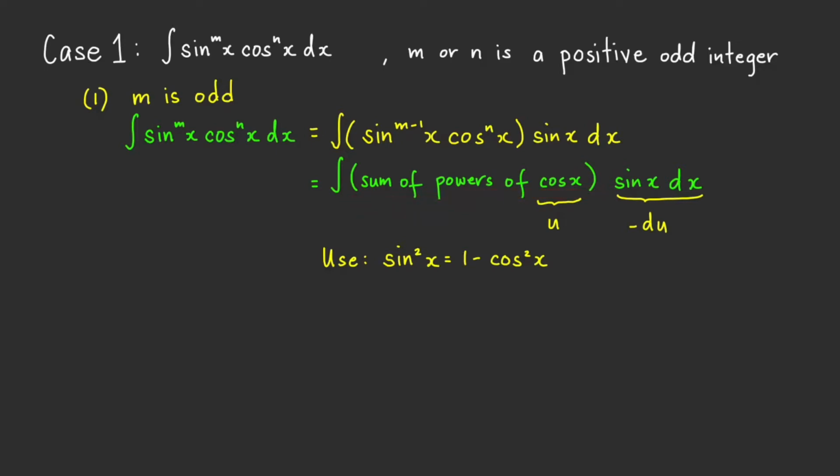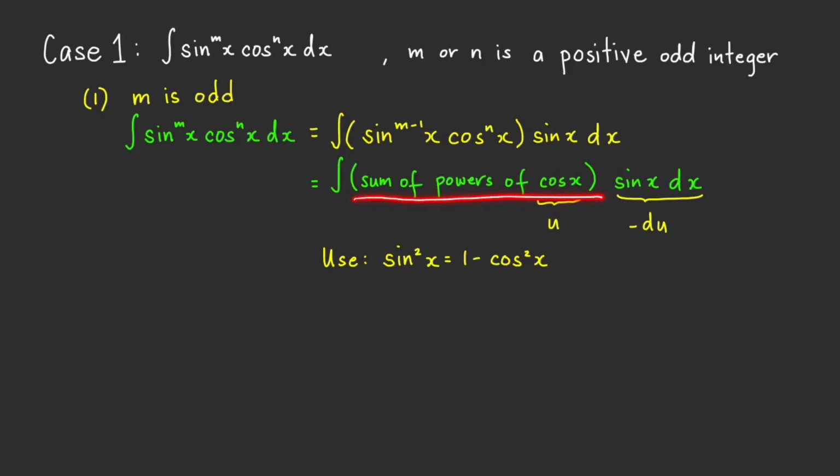And we can do this because when we factor out sine x from sine raised to m of x, the remaining power of sine x will be an even power. So we can use the identity sine squared x equal to 1 minus cosine squared x to express this factor in terms of cosine x, and we can just multiply it by cosine raised to n of x. Therefore, this factor of the integrand can be expressed as a sum of powers of cosine x.